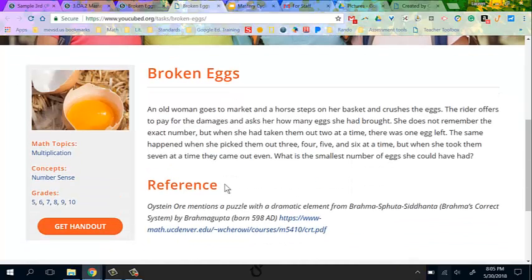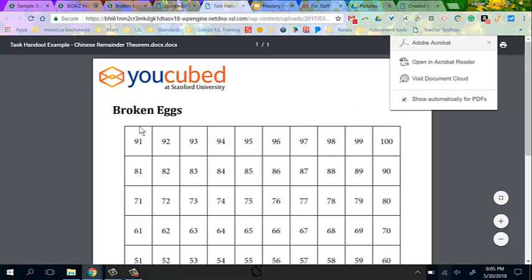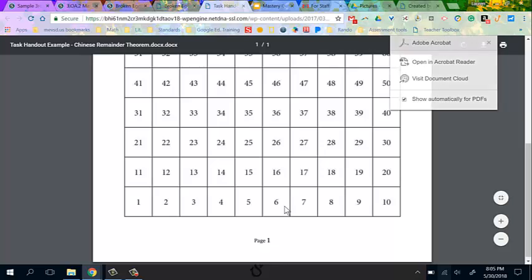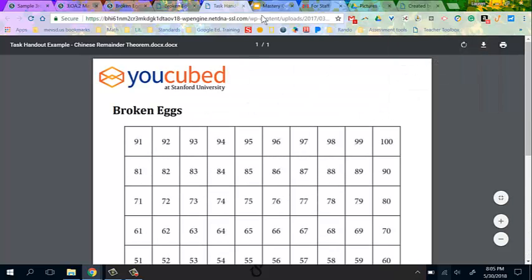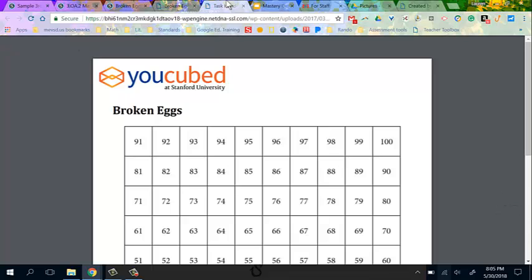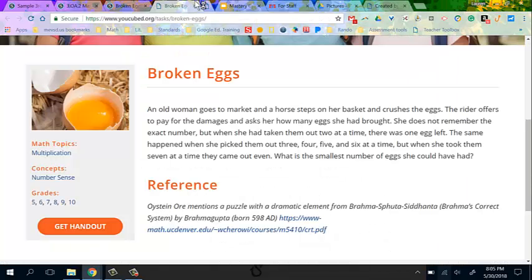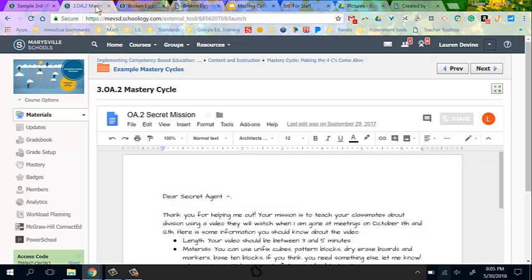So this is kind of low floor, high ceiling, where students can get started, and depending on how well they understand the standard, maybe this could be for multiples or just number sense. I had students use a hundreds chart to help them as they went, and that seemed to help a lot of students. It was very interesting to see how they decided to do it and what their different strategies were. So that was one mastery cycle challenge I had.